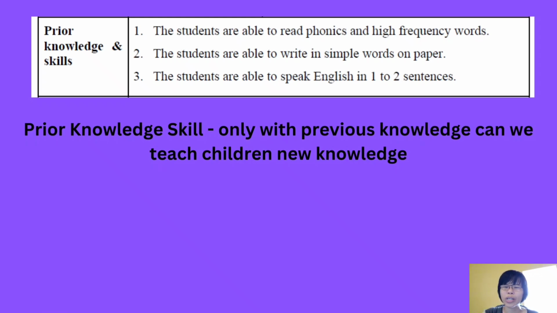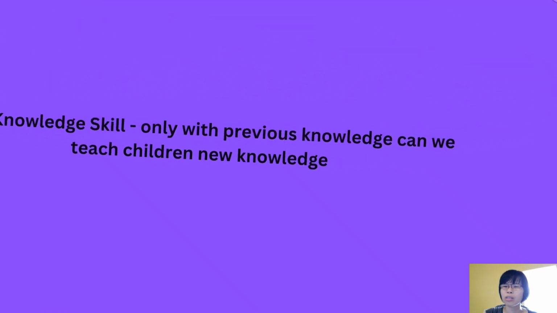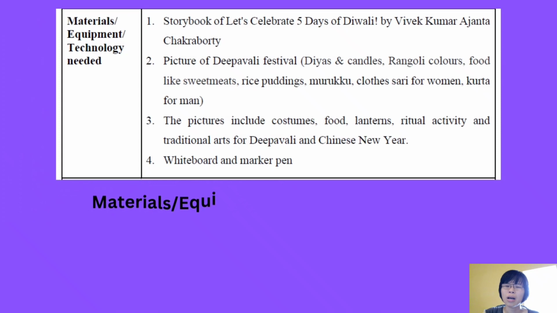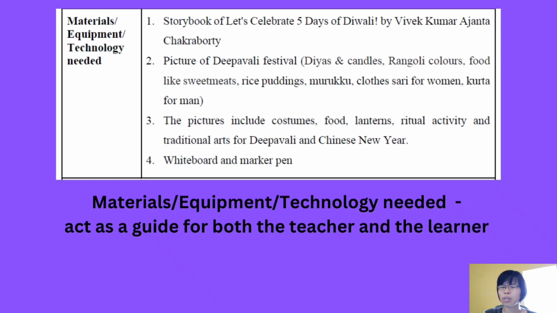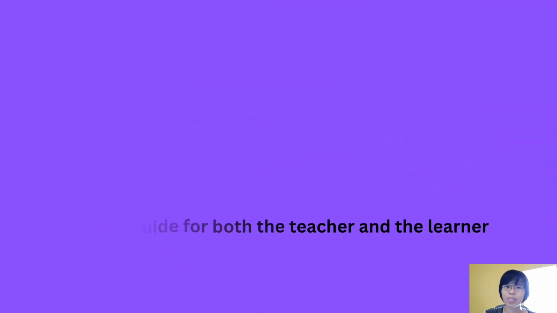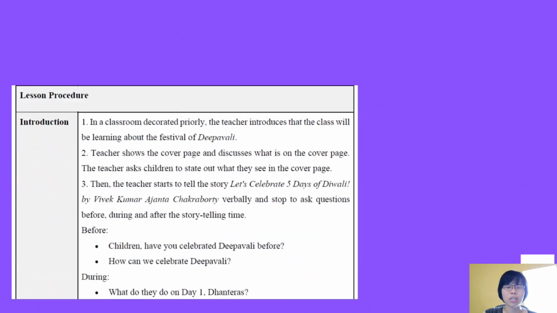Moreover, material or equipment or technology needs are also important and act as a guide for both the teacher and the learner. Resource materials allow learners to have practical experiences. They help them to develop skills and concepts and to work in a variety of ways. For example, if a teacher wants to teach about celebrating Deepavali, the teacher needs storybooks, picture cards, word cards, traditional clothes. Next, I will talk about lesson procedure.